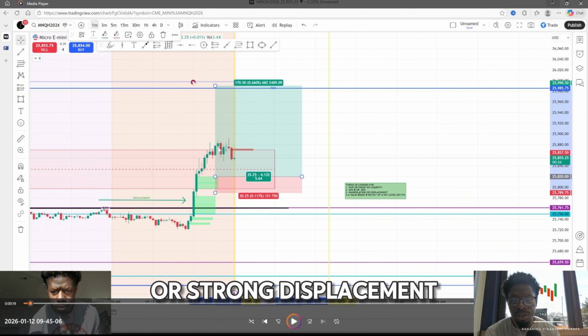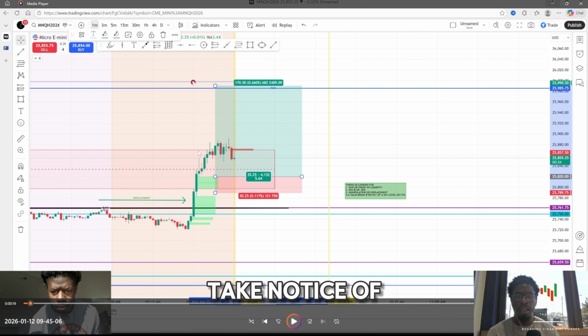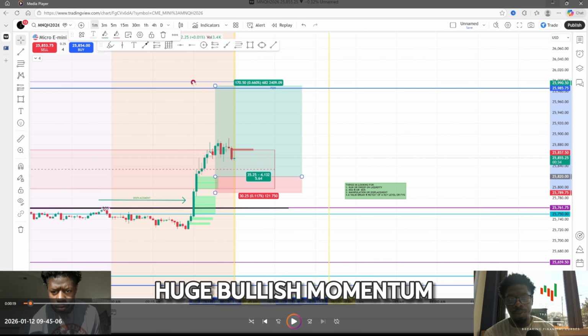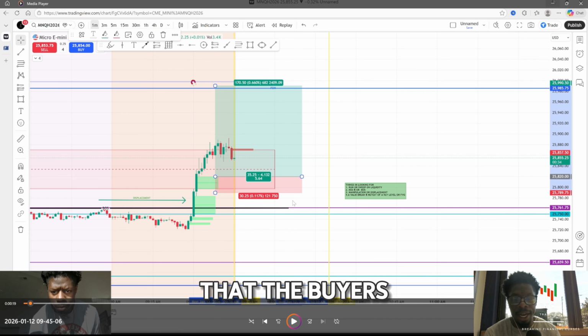Not with huge or strong displacement, especially on a 1 minute chart. That's something to take notice of. We didn't inverse it with huge strong displacement, but we did inverse it on top of being above previous day low, on top of being above Asia's low, on top of being above London's low, and on top of being above Asia's high and London's high. So this is showing me huge bullish momentum, letting me know that the buyers are in.